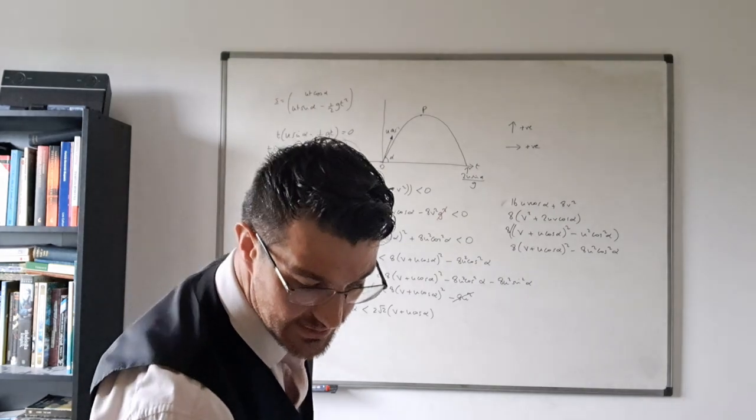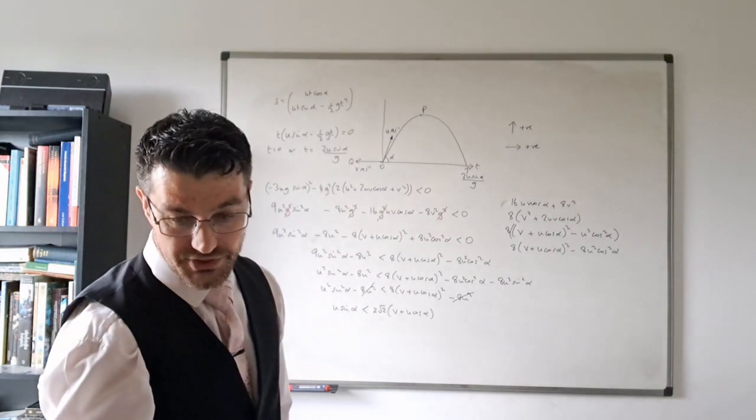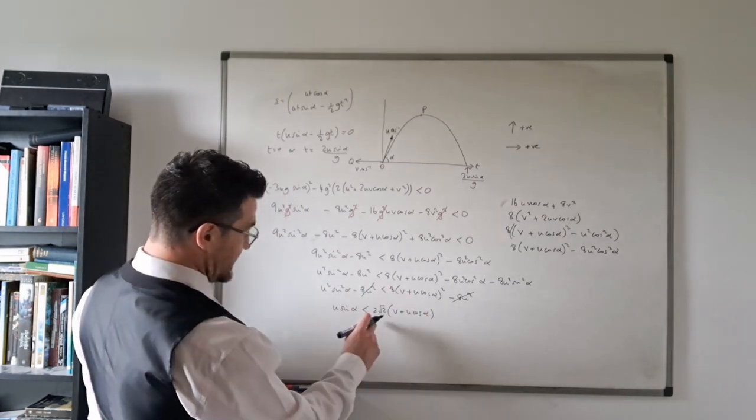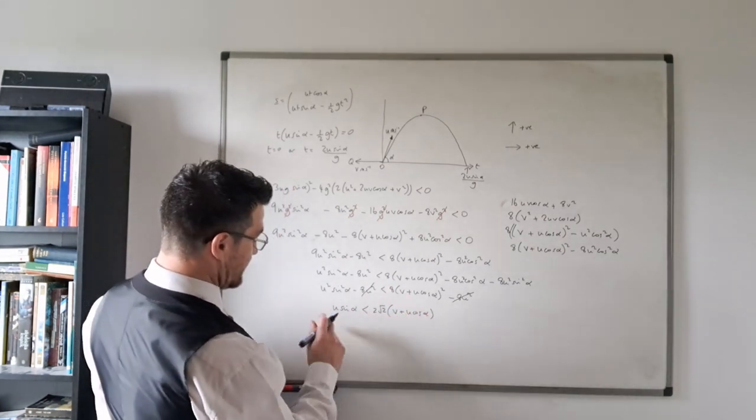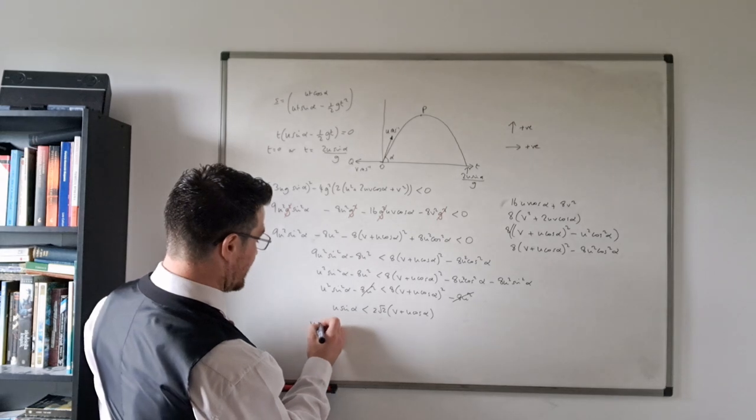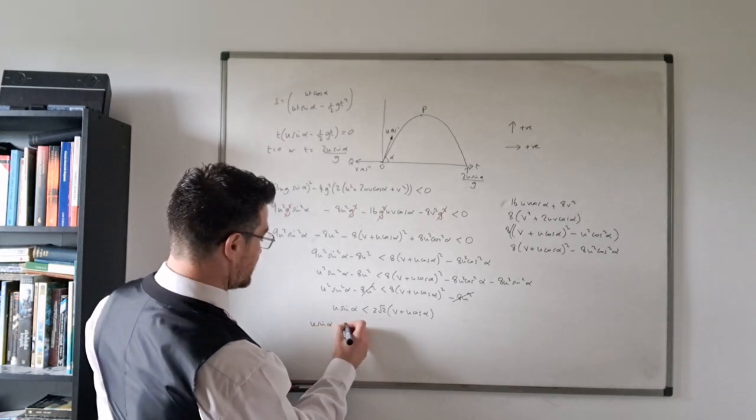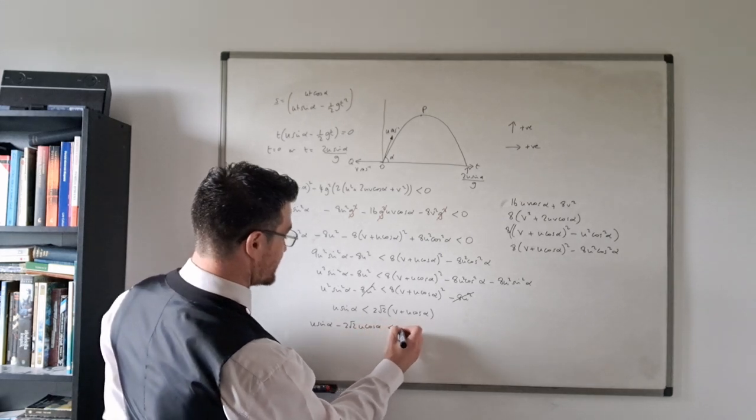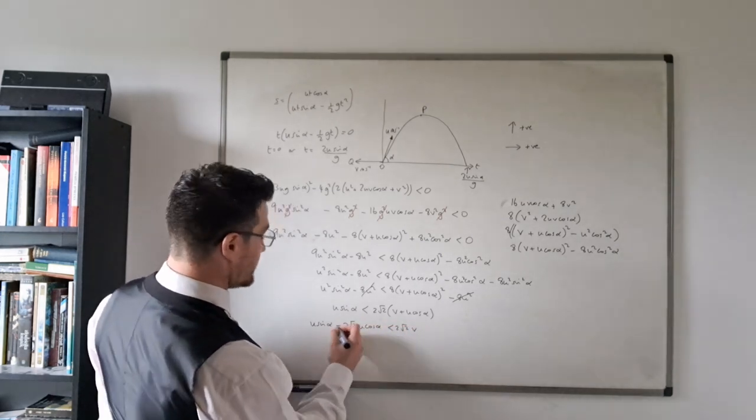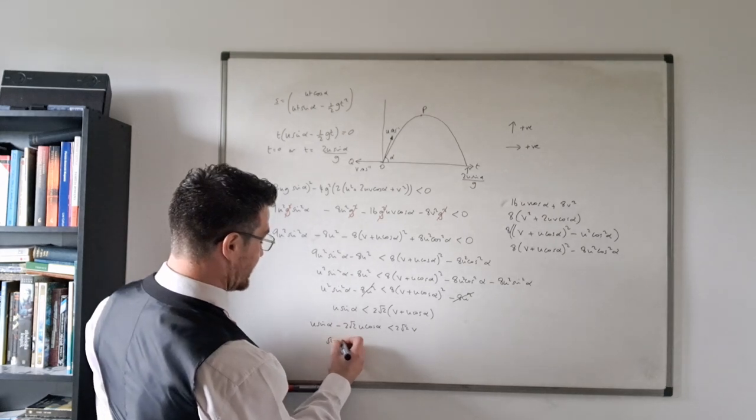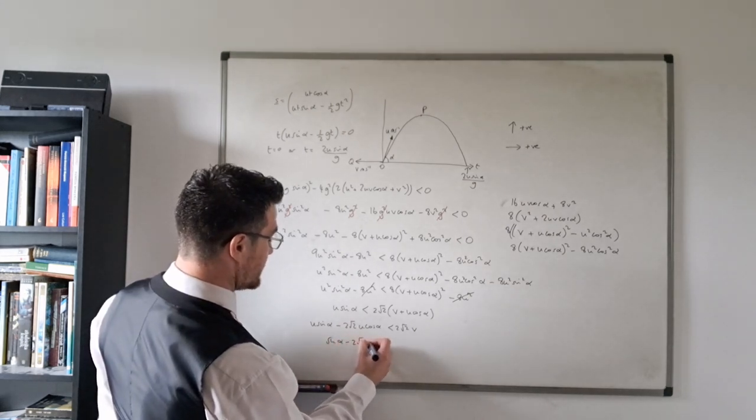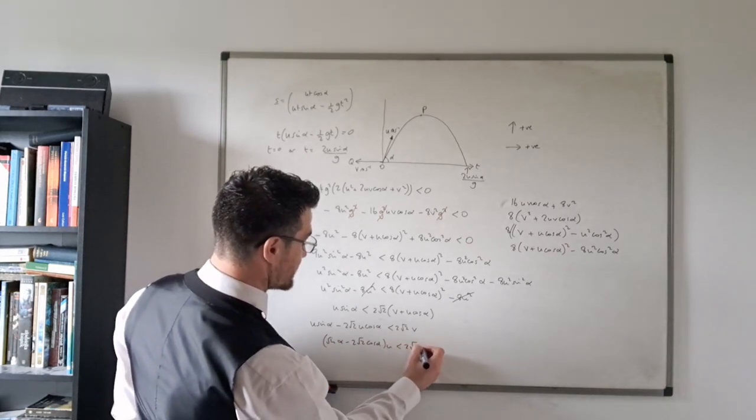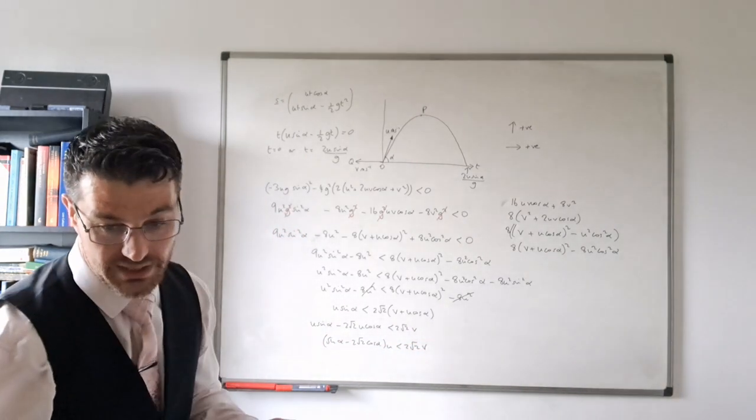Okay, and what is it I needed to show? 2 root 2 v is greater than sine. Okay, so bring the 2 root 2 u cos alpha over here. So I get u sine alpha minus 2 root 2 u cos alpha is less than 2 root 2 v. Take u out as a common factor. Sine alpha minus 2 root 2 cos alpha times u is less than 2 root 2 times v, which is what I needed to show.